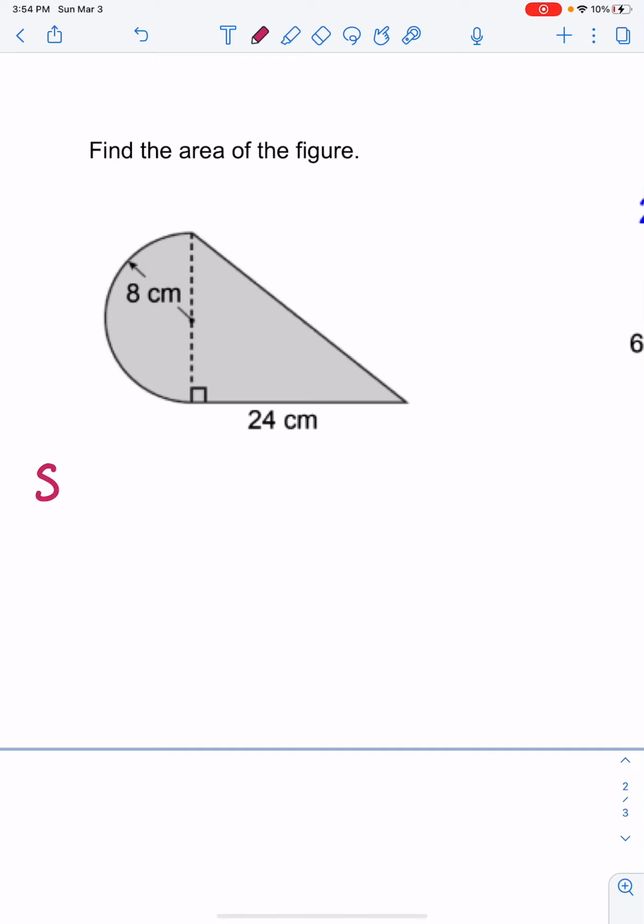So I'm going to write this out here. Semicircle and a triangle. All right, let's start with a semicircle.